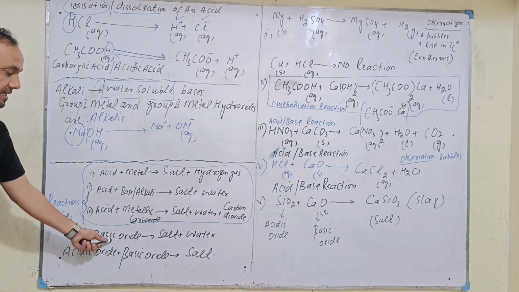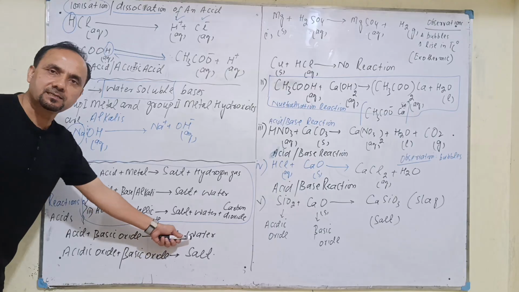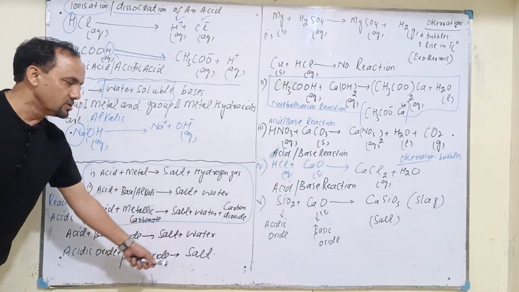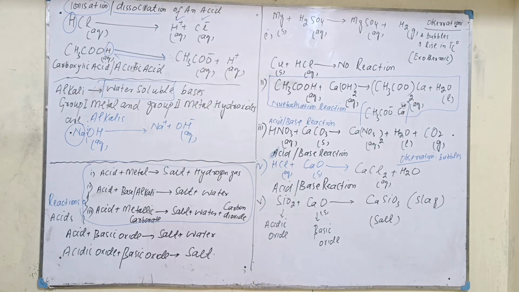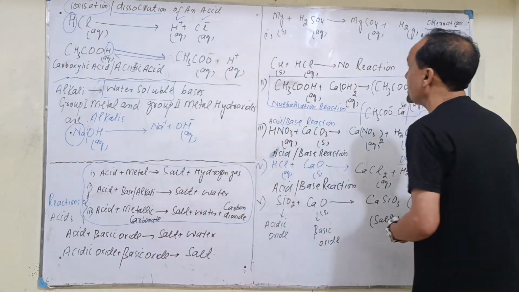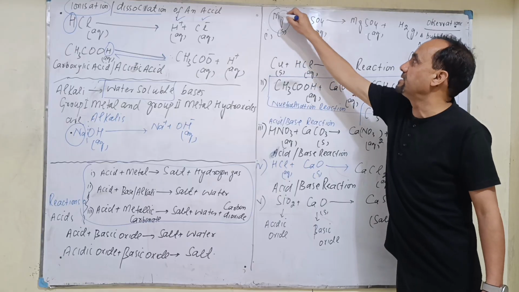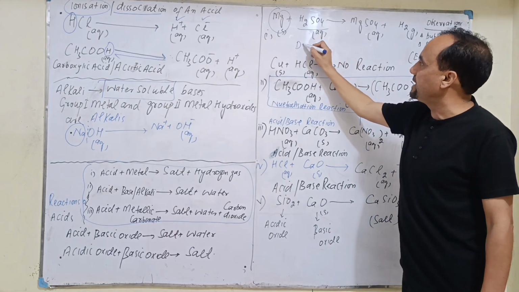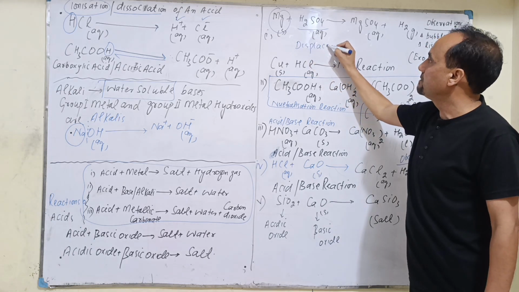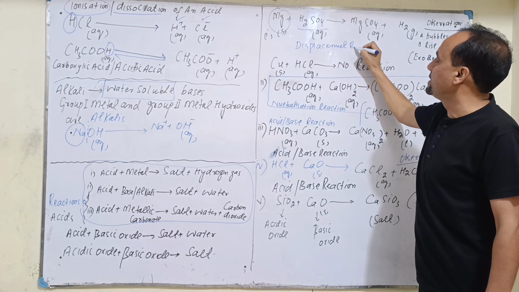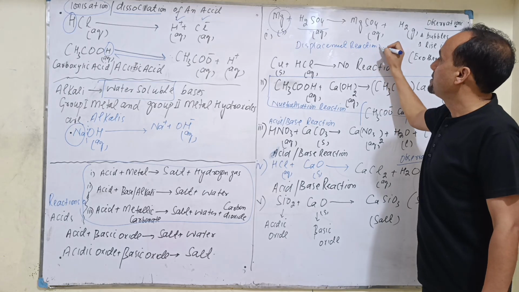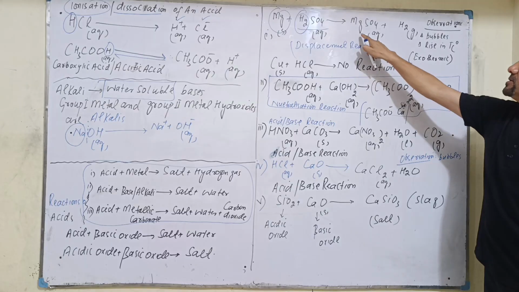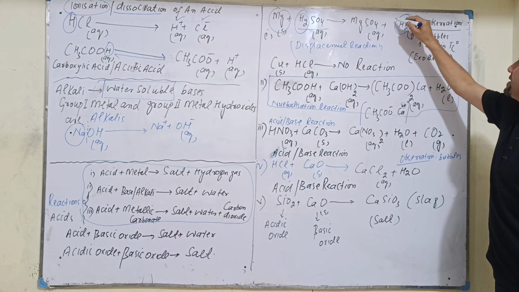So if an acid reacts with basic oxide, you will get salt and water, and if the acidic and basic oxide react, you will get just salt. Now look at the reactions. We are adding magnesium, a metal. It reacts with sulfuric acid. It is simply a displacement reaction. So this magnesium will displace this hydrogen. You will get magnesium sulfate and hydrogen gas.